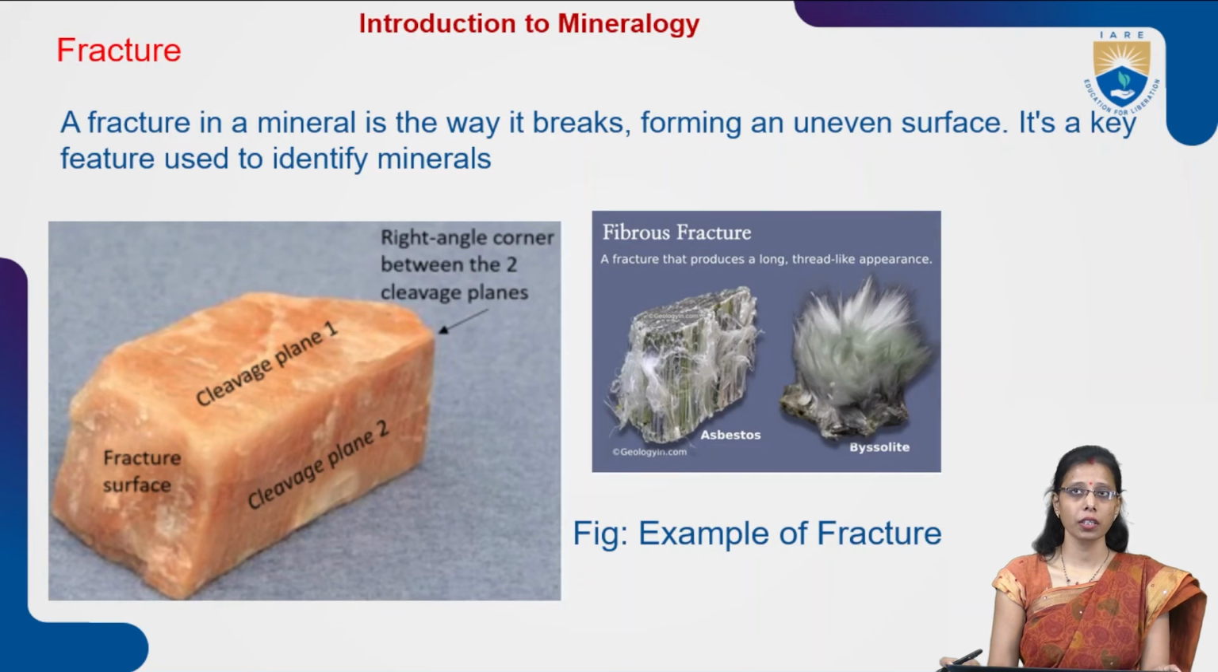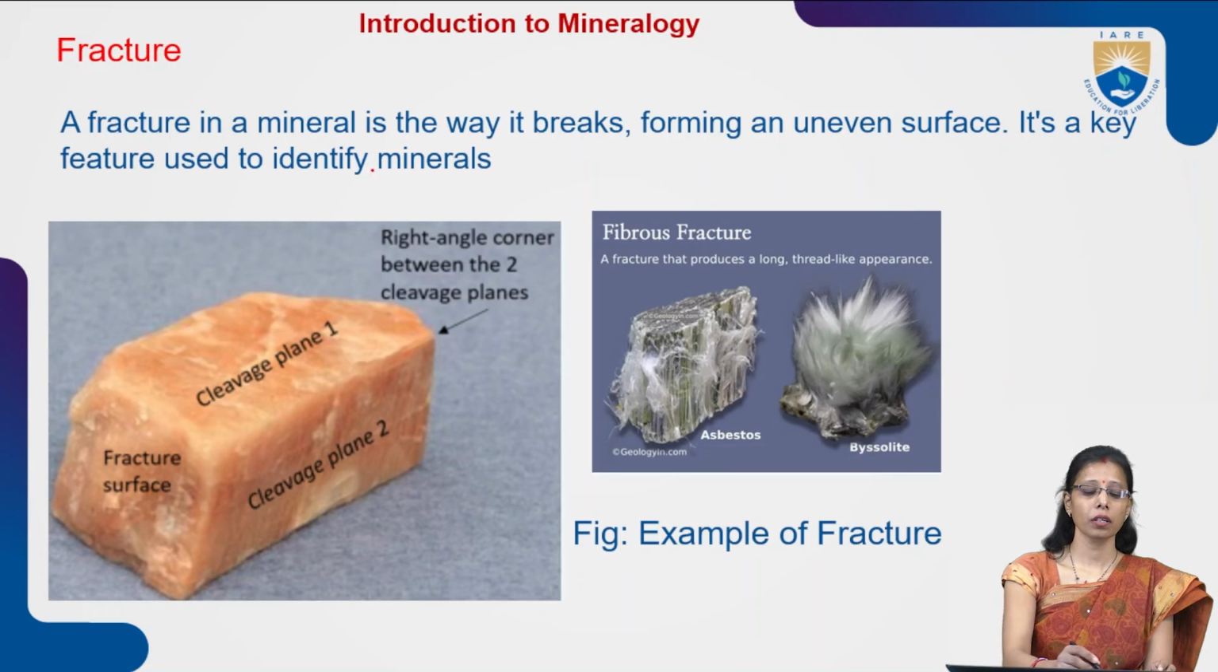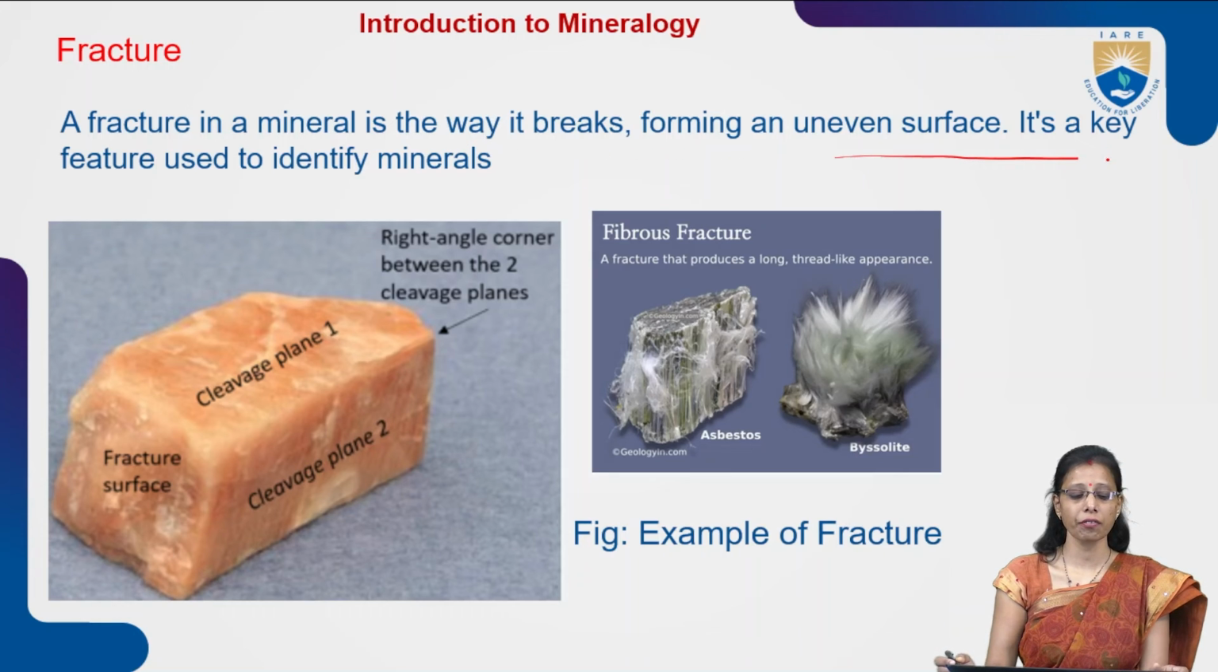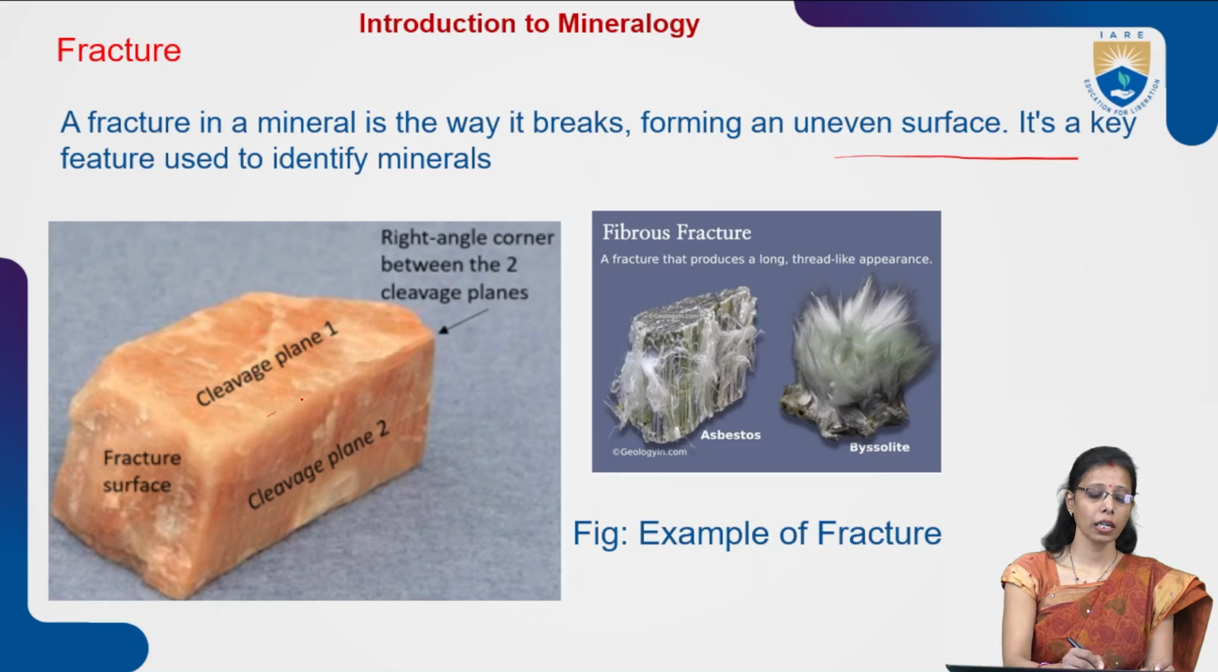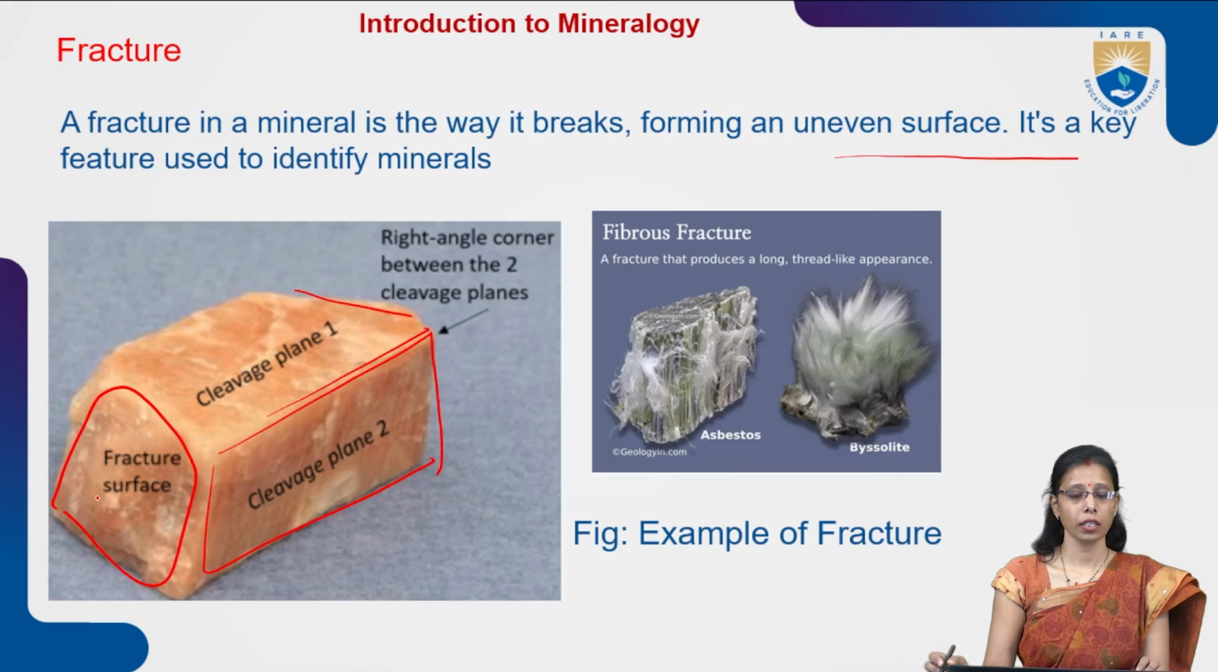Next thing is fracture. So what is fracture? When you try to break the mineral, either of two things will happen: fracture or cleavage. Fracture is the way a mineral breaks, forming an uneven surface. It's a key feature used to identify the mineral. So here you have cleavage 1, cleavage 2. Here it is breaking as a plane surface. Now if you see here, it is breaking as a fracture, an uneven surface. So this we call fracture.